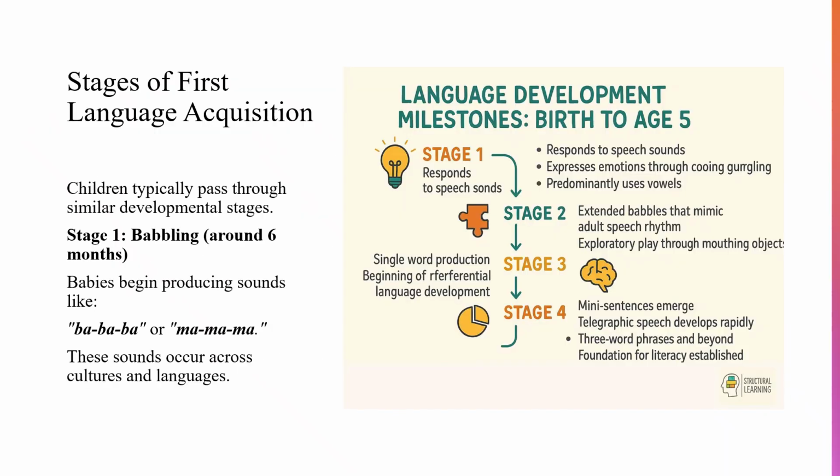There are four main stages of language acquisition. Let's see what they are one by one. The first stage is called babbling, which happens around 6 months. Babies begin producing sounds like pa pa pa or ma ma ma. These sounds occur in every language and culture.